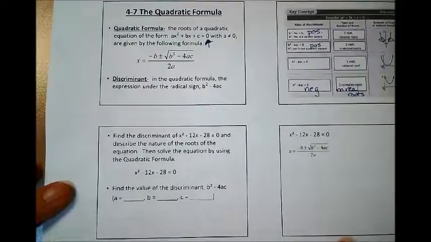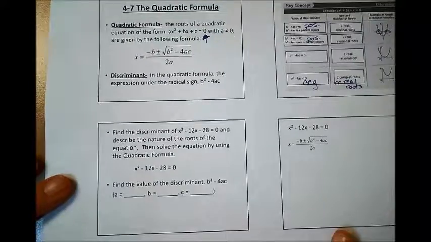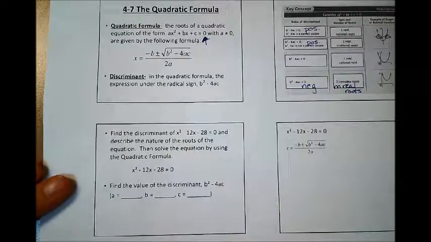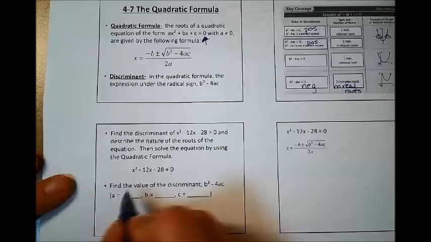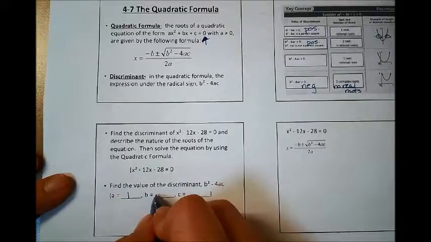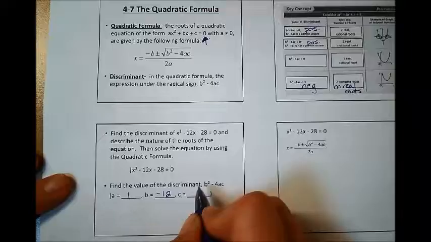Let's use the formula. So, find the discriminant of x squared minus 12x minus 28 equals 0 and describe the nature of the roots of the equation. Then solve the equation by using the quadratic formula. So it is already equal to 0, so we can just plug our little numbers in. a is 1 because there's no number there. b is negative 12 and c is negative 28.